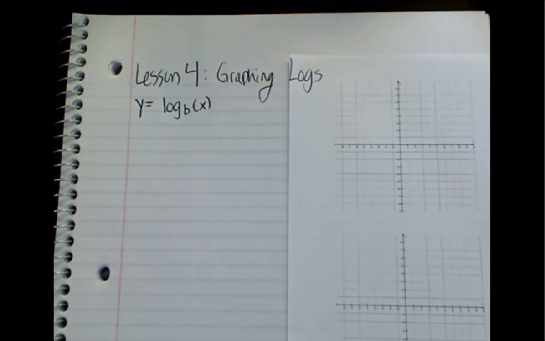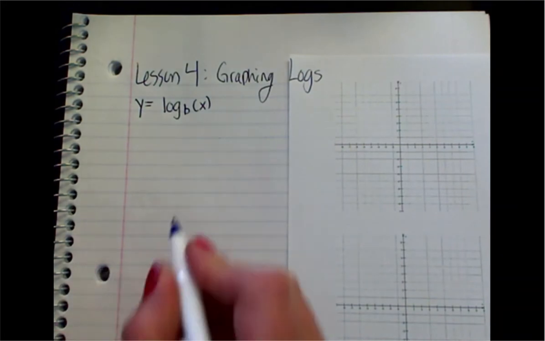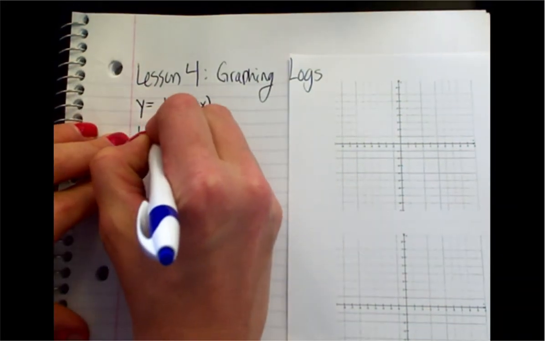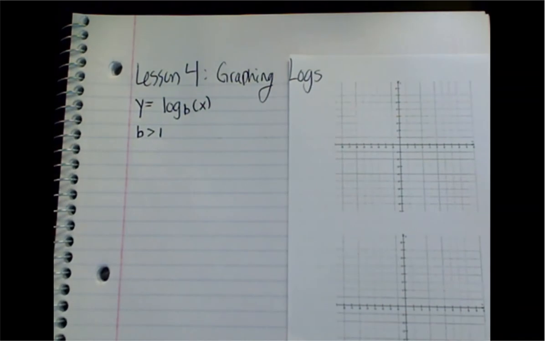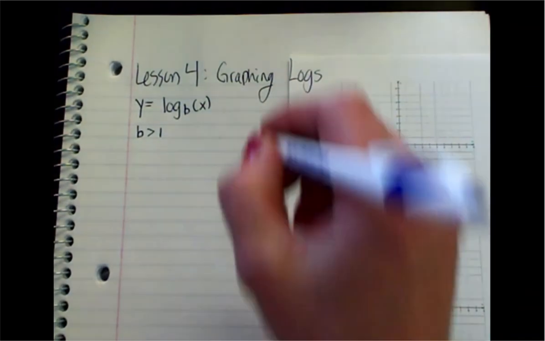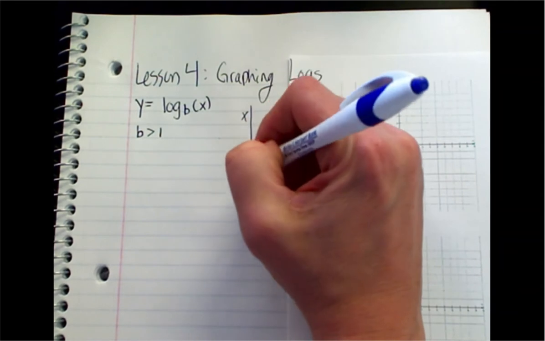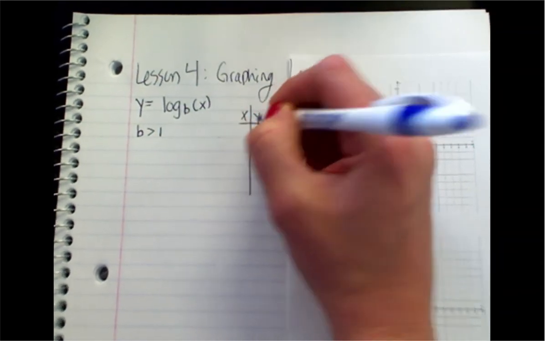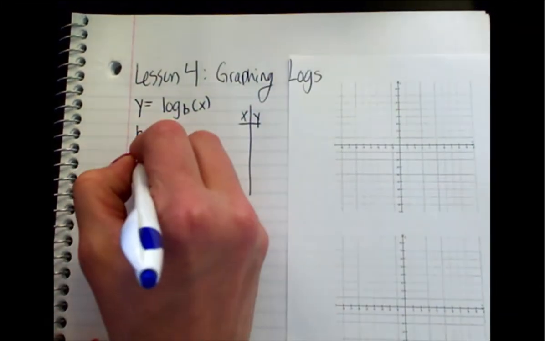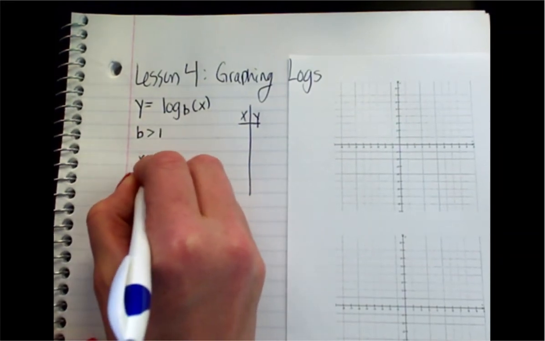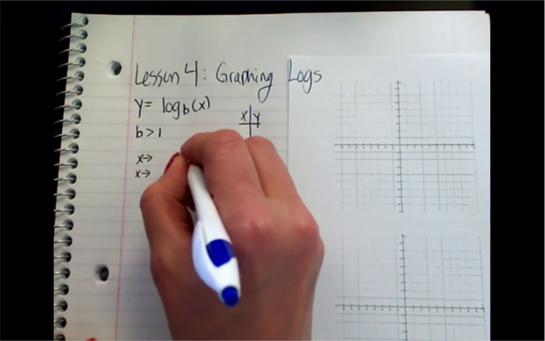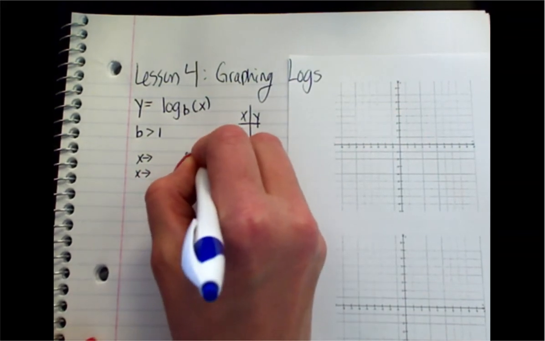Okay, notice there's no transformations here. It's just log base b of x. And I'm going to tell you that b is more than 1 for this particular picture we're going to make. And we're going to do a table of values here, and we're going to answer two statements. We're going to answer as x, it's our end behavior statement, but I don't really want to give it away quite yet.